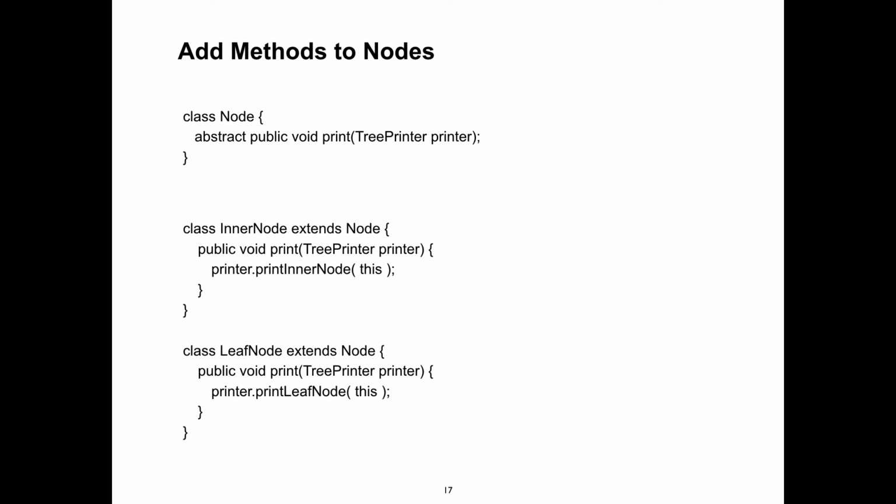Now, if I want to add a new type of node, then I have to go and modify all my, in this case, printers, right? Because they have to know about all the different types of nodes. But at least that's not hidden in some case statement inside of a method, right? It's all explicit. Here is all the nodes we have. Here are the printers we have. And they have to know about each type of node. So far, so good.